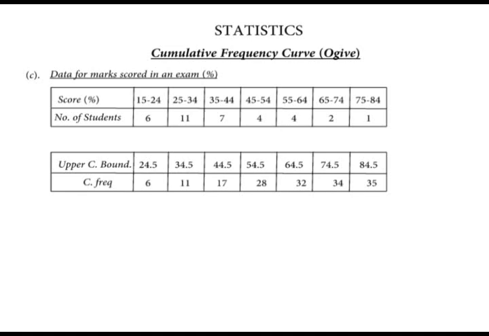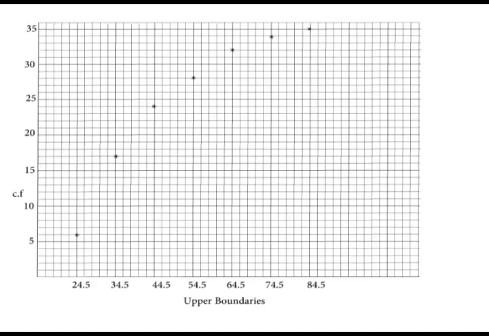We plot the cumulative frequencies on the y-axis and the upper class boundaries on the x-axis. When we join the points, we obtain this S-shaped curve. All cumulative frequency curves take this shape. Using this curve, we can find what we call quartiles and percentiles.